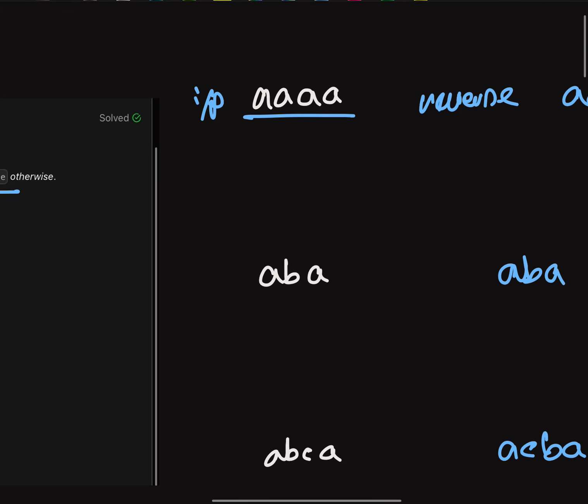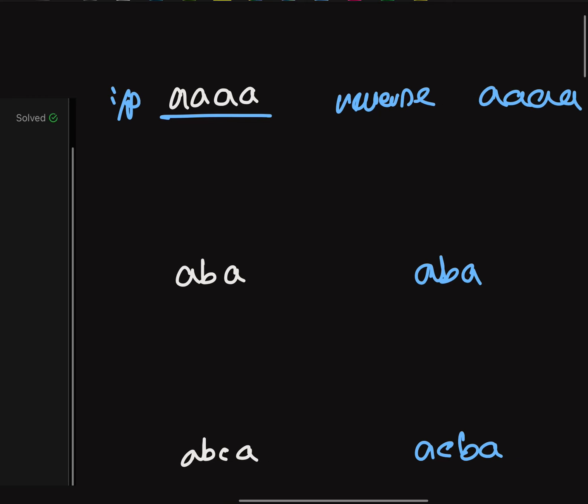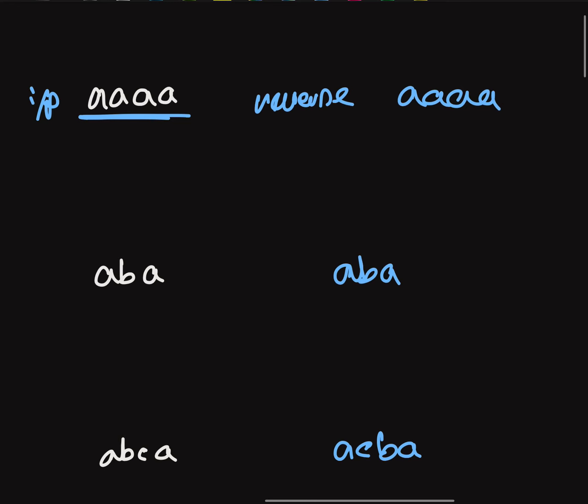A palindrome string is one where, if you reverse the input string, both are equal. Then we can say that this is a palindrome. Let's see some examples. This is the input example, A. If we reverse this string, the reverse string will be A. Both are equal, so we can say that this is a palindrome.